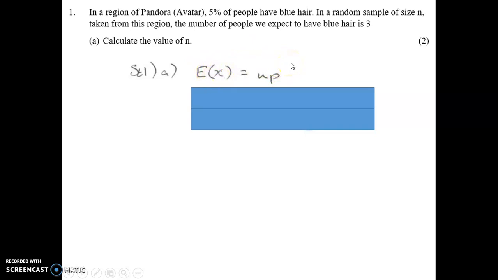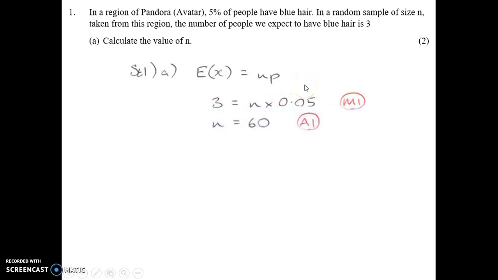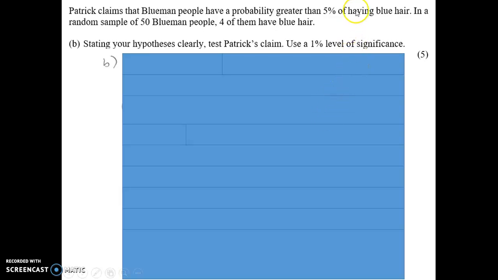So if we substitute in what we're given, the expected number of people with blue hair is 3, the probability is 5%, so 0.05, and that sets up an equation for us to find n, so n is 60. So one method mark for setting up the equation, and then an accuracy mark there for the answer. Then in part B, a much bigger question, we're asked to do a hypothesis test.